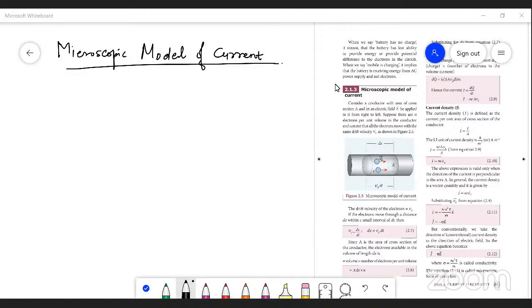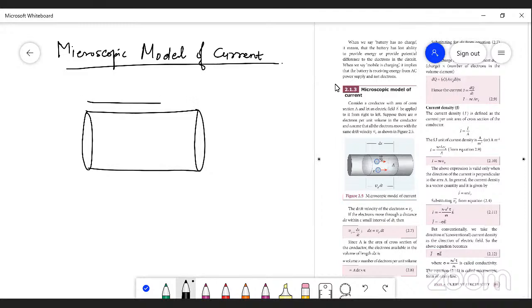Let us consider a metallic conductor of length L, and it has an area of cross section, let us say A. I am going to assume a small elemental length of the conductor, and let me say its length is dx. dx is nothing but Vd into dt, drift velocity multiplied by time.